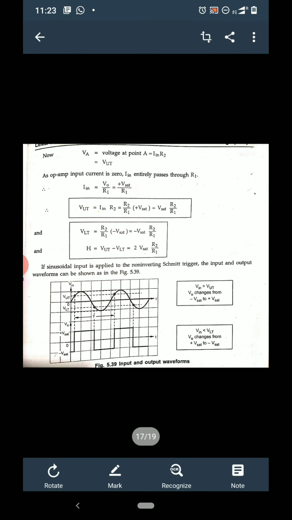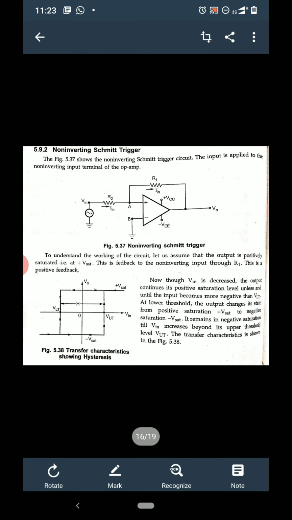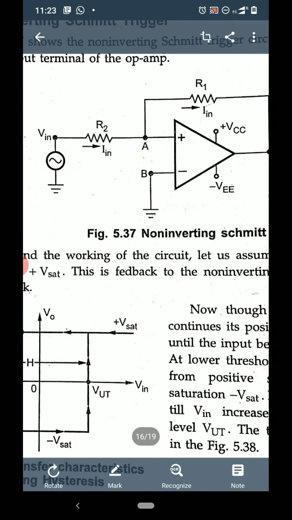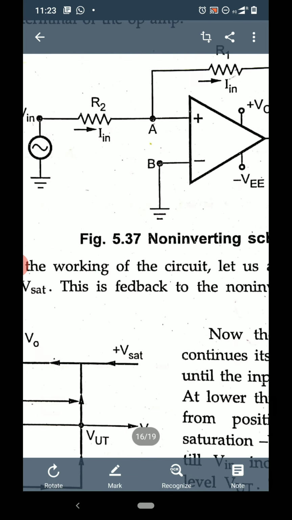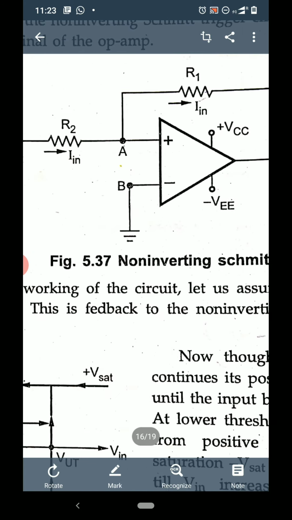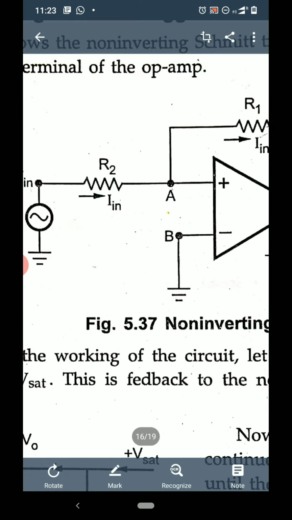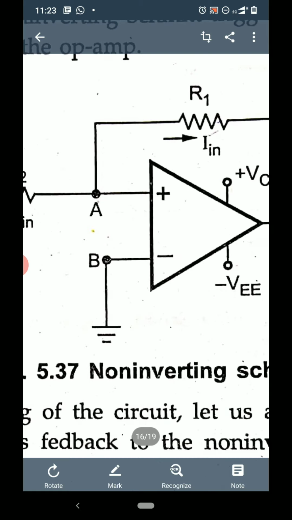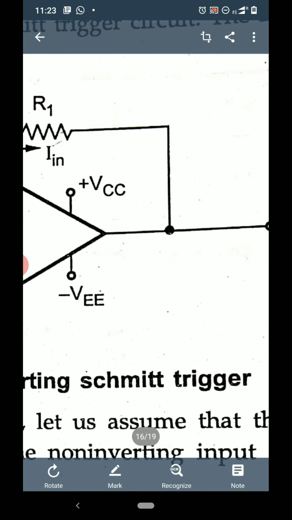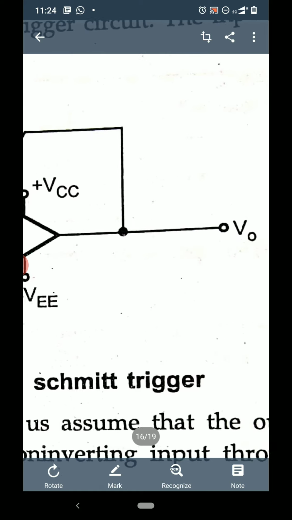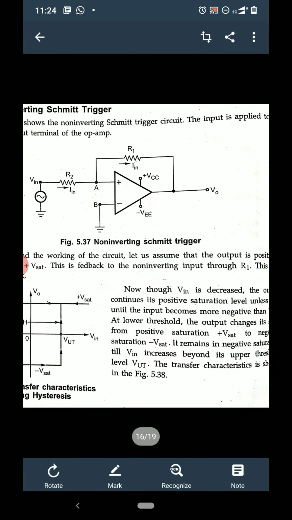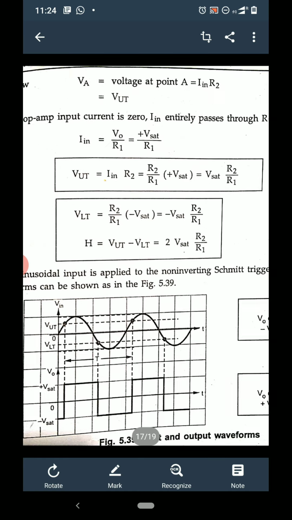Now what is I input? I input is nothing but the current flowing through this R2. The current flowing through R2 will be the same as the current flowing through R1. Why? Because the op-amp's input current will be 0. Whatever current flows through R2 will flow through R1 also. So what happens? Now I input is equal to the voltage across this resistance divided by this resistance. So it becomes V0 divided by R1. I input is equal to V0 divided by R1.